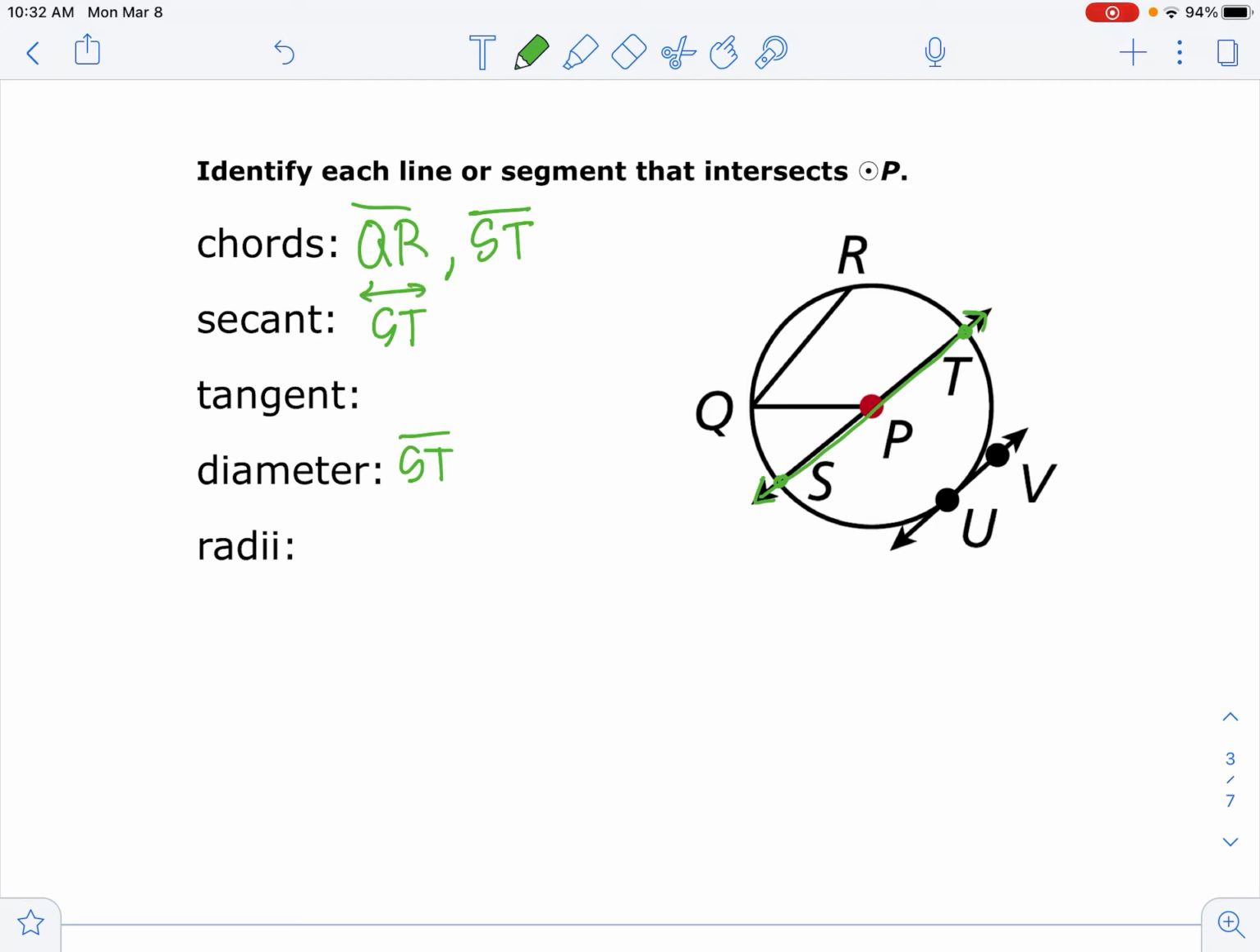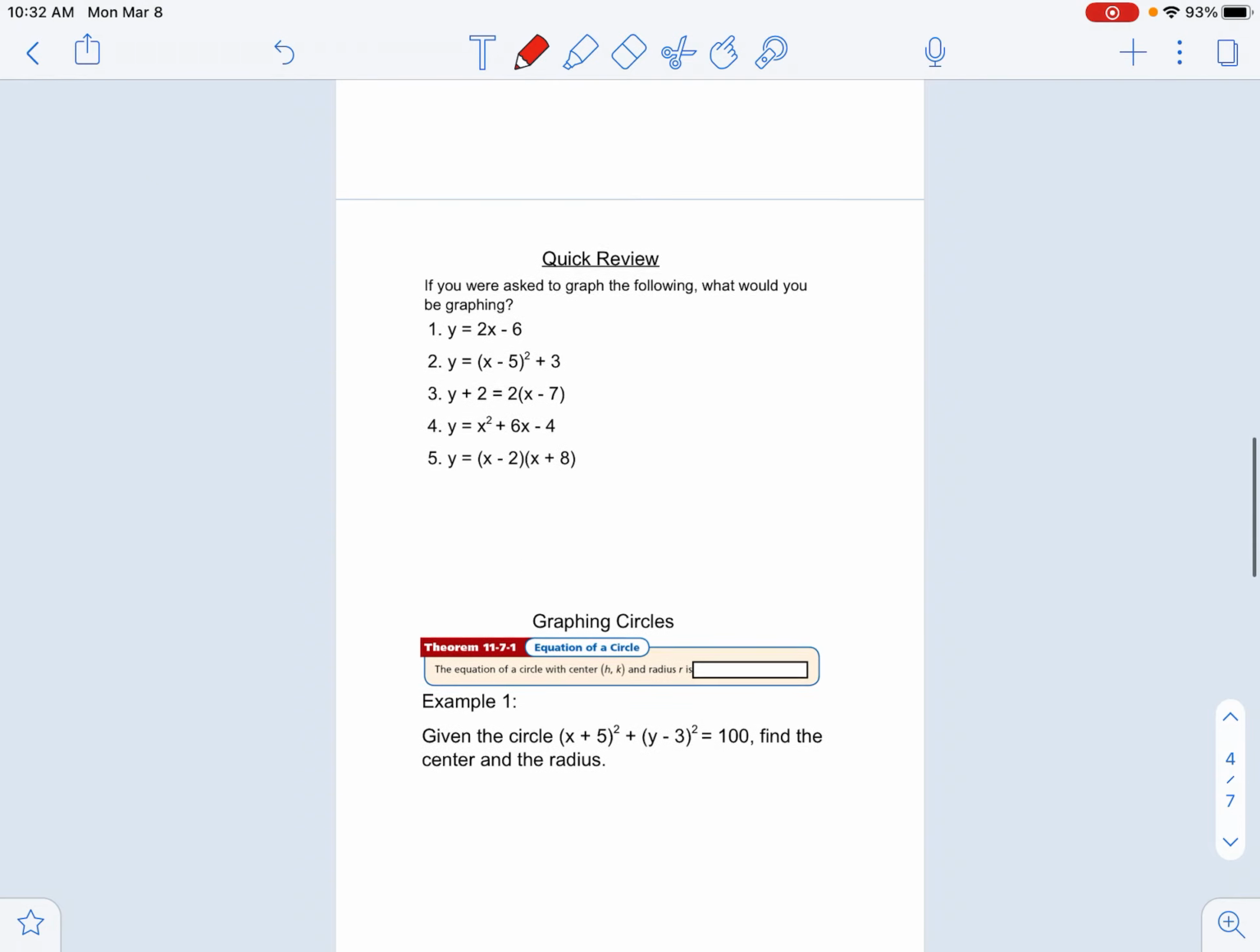All right, next we want a tangent line. A tangent line is right here. It hits the circle once, but there's 2 points on it, and those 2 points are U and V. So this is line UV. Last but not least, our radii. So there's PS, PQ, and PT. Okay. So that's it for our vocab.